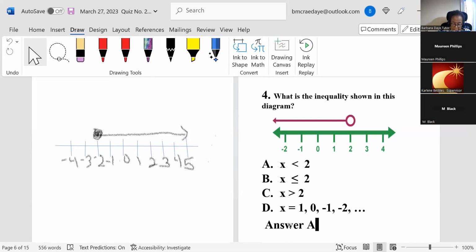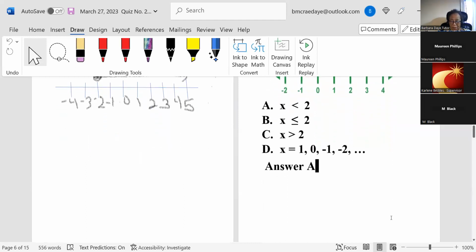Yeah, you had D and Mercedes had C. So Mercedes, you see it's not greater than, right? Yes, miss. If it were greater than, it would be going in this direction, that away. Yeah, right? Okay. Questions on number 4? No, thank you, miss. No questions? Okay, let's look at number 5.